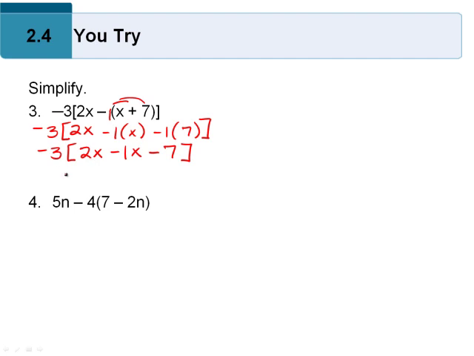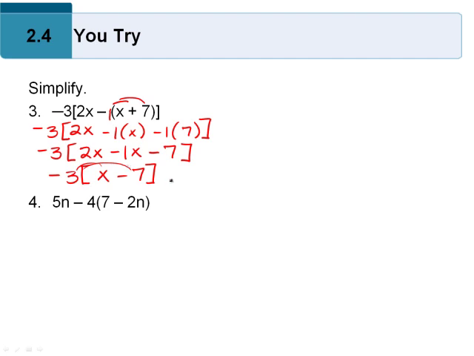Okay? Now, we have some like terms in the brackets. So you could distribute at this point, but a lot of people screw up. So I would recommend that before you distribute that you simplify as much as possible before you distribute. So that's what I'm going to do. I'm going to bring down negative 3, and 2x minus 1x is just x, right? 2 minus 1 is 1, so 1x minus 7. So that's what's left in the brackets. So now we distribute one last time.